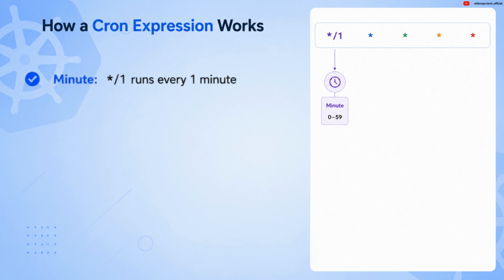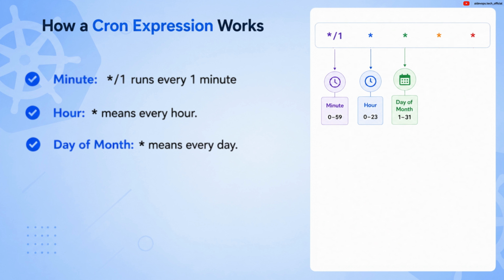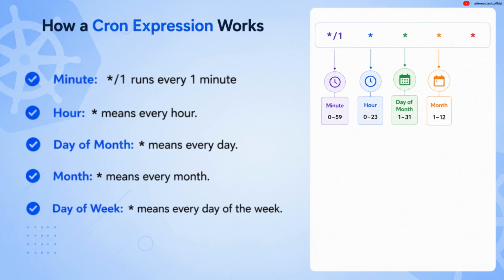The second field represents the hour and the star means every hour, so the cron job can run during any hour of the day. The third field represents the day of the month and the star means every day of the month, whether it is the 1st, 15th or 31st. The fourth field represents the month and the star means every month, so the cron job runs throughout the year. And the fifth field represents the day of the week, so the star means every day of the week, whether it's Monday, Tuesday, Wednesday or Sunday.